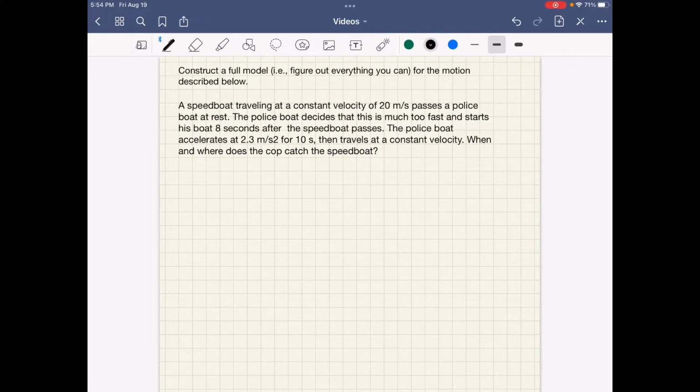Okay, so this one looks complicated. There's many things happening, right? In fact, we have two objects of interest in the same problem. Normally it's just one. We have now a speedboat, which I will use green highlighter for. And then we have a police boat, right?